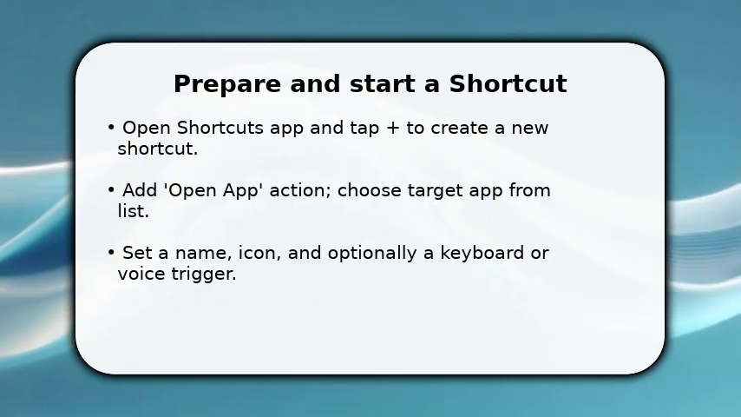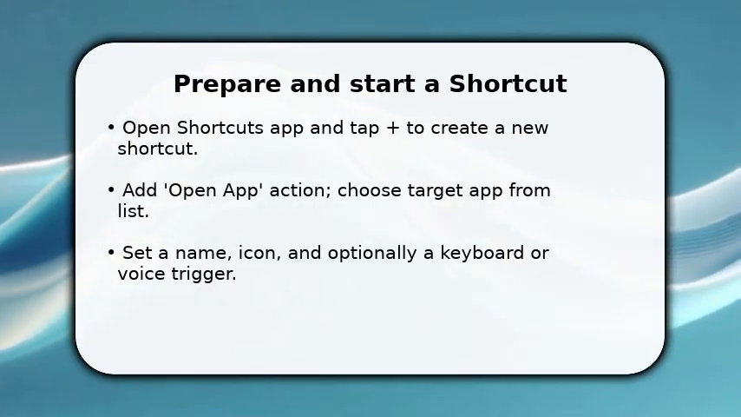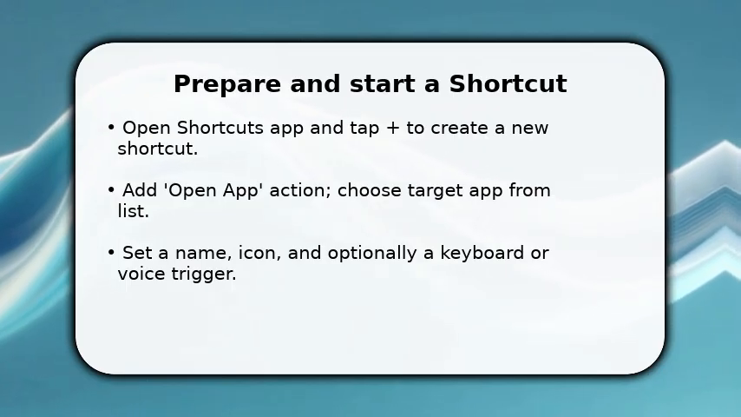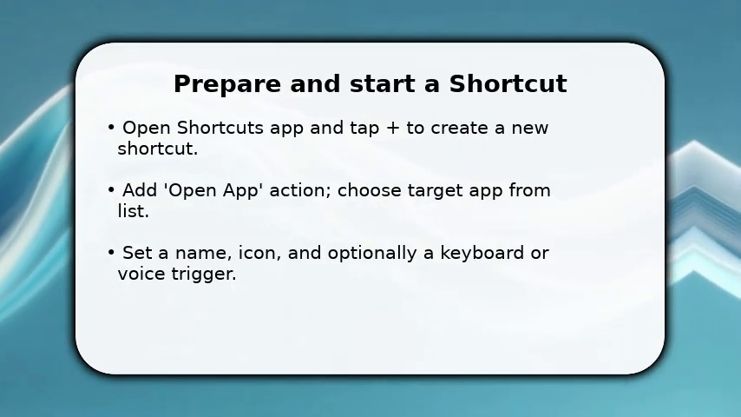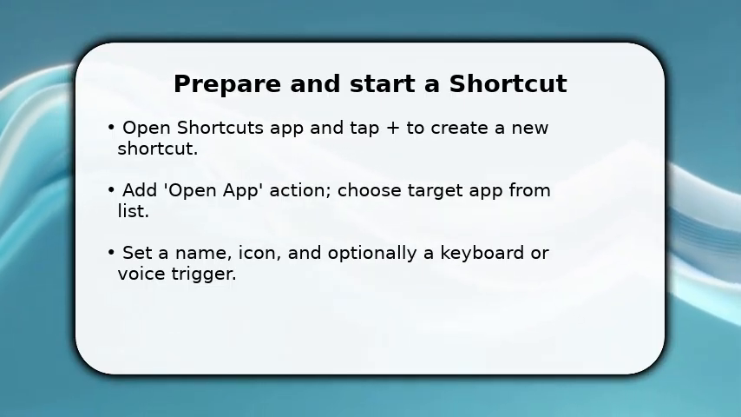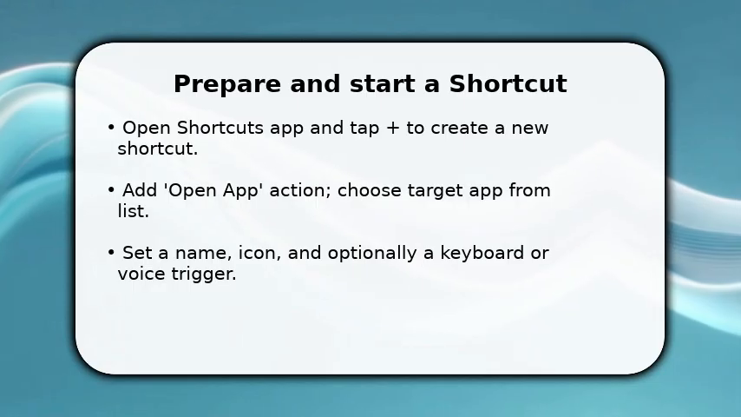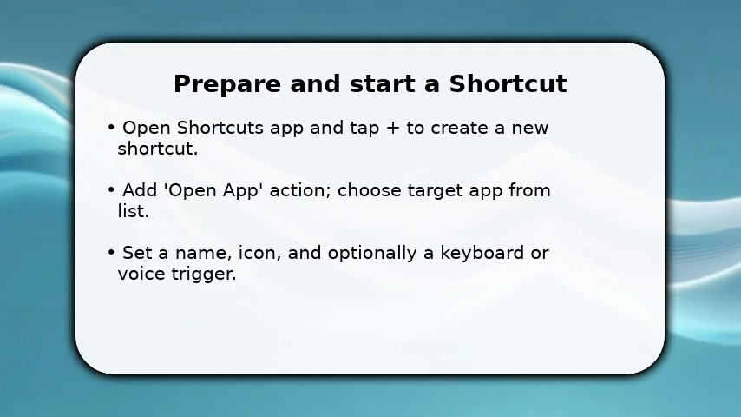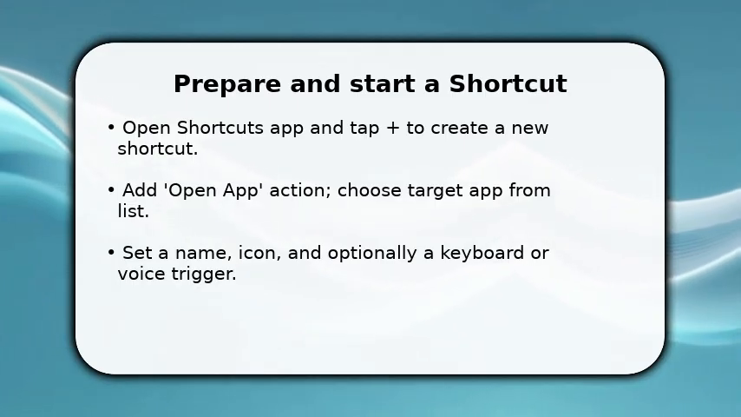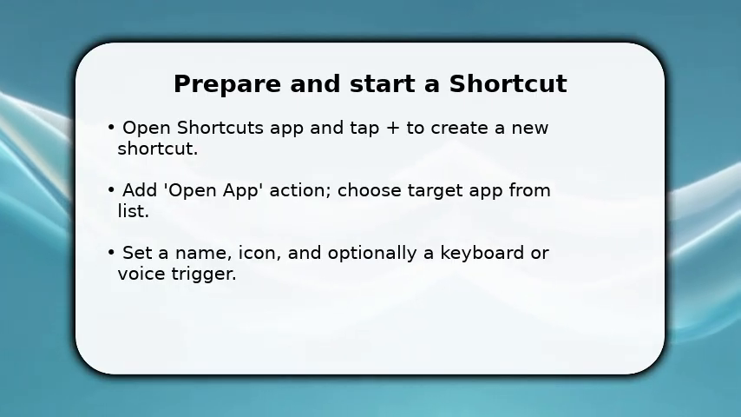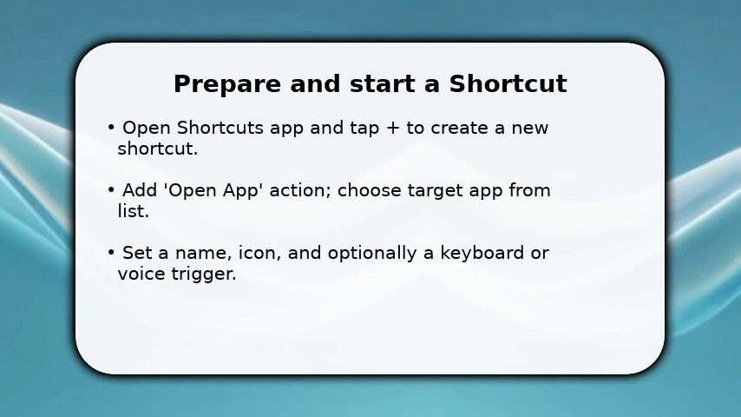You begin inside the Shortcuts app, create a new shortcut, and add the Open App action so the system knows what to launch. Linking a dedicated action makes the shortcut reliable and fast. Once done, choose the target application and name the shortcut clearly, because descriptive names prevent confusion later. Make sure to set an icon, and if useful, attach a keyboard shortcut or voice phrase. Those triggers let you open the app without navigating home.